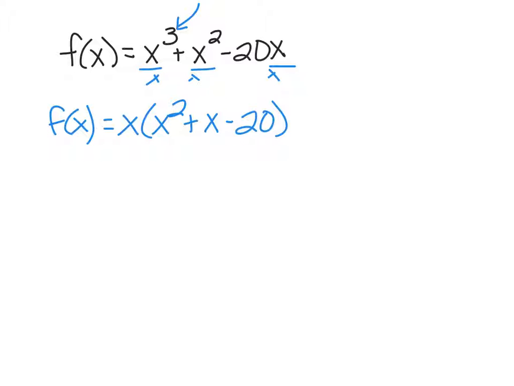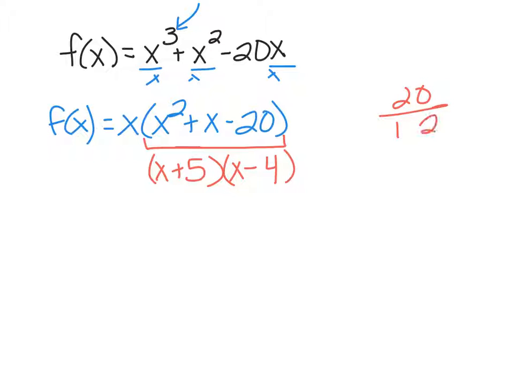So next, my goal is to factor this piece right here. If I factor that, I have x plus 5 and x minus 4. And the way I got that is I took 20 and I found factors of 20: 1 and 20, 2 and 10, 4 and 5. That subtract to give me 1.